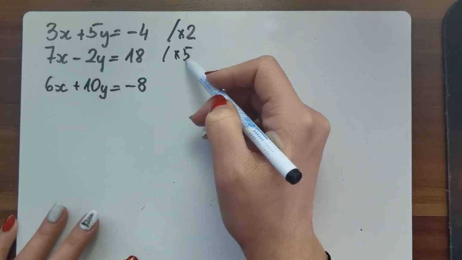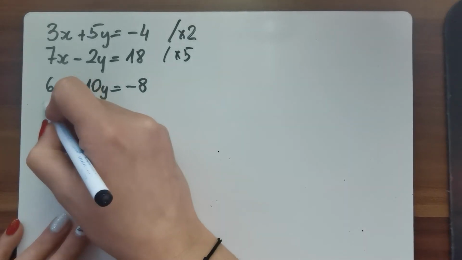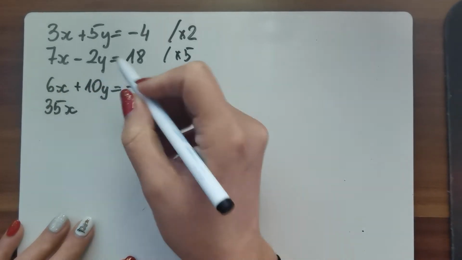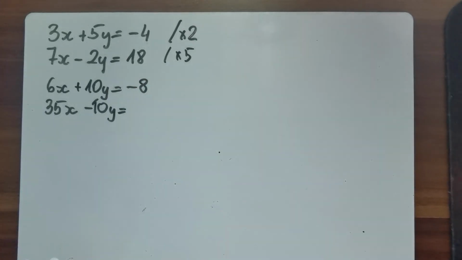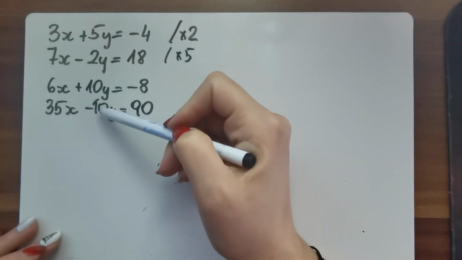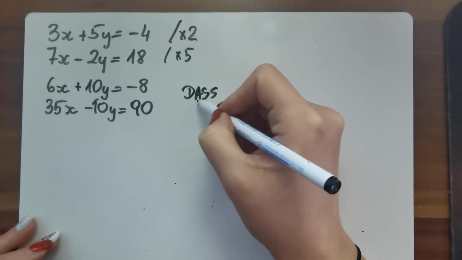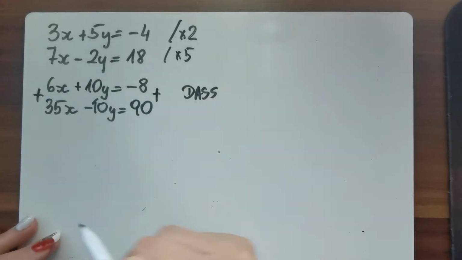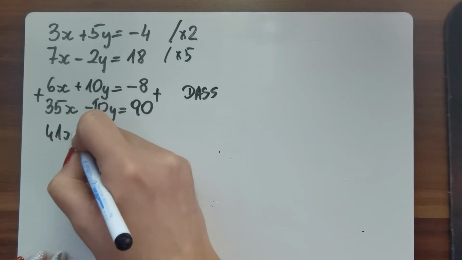Second equation, 7x times 5 will be equal to 35x. Minus 2y times 5 will be minus 10y. And 18 times 5 will be equal to 90. So we have the same coefficient, different sign. So according to the rule, different signs we are adding. So we will add it here. So 3x plus 35 will be equal to 41x.